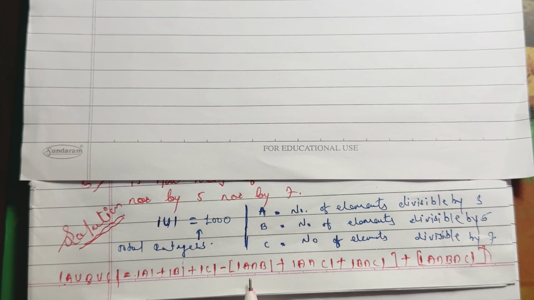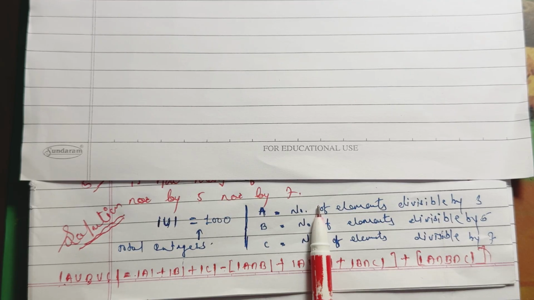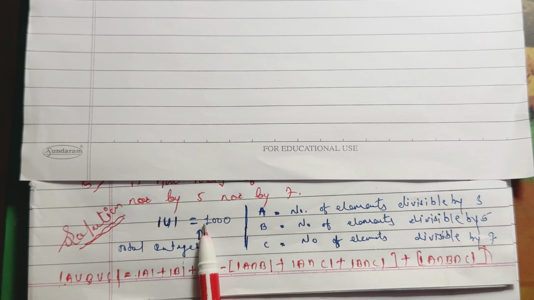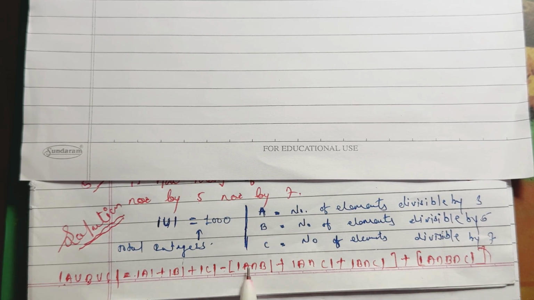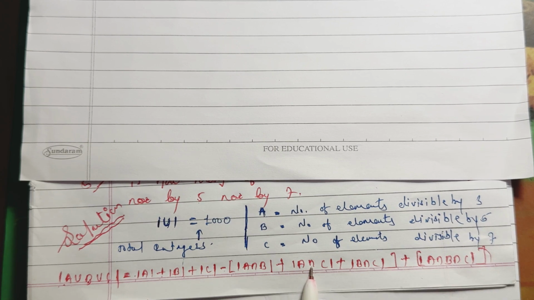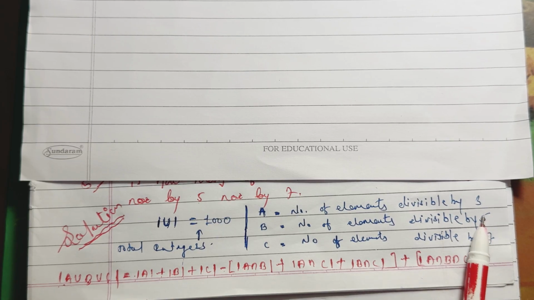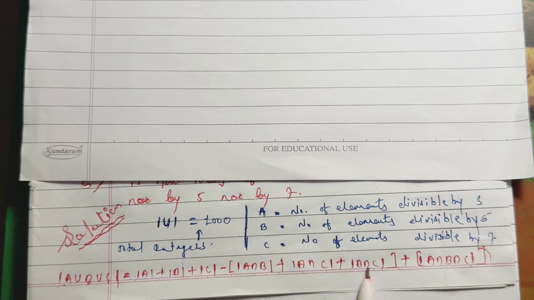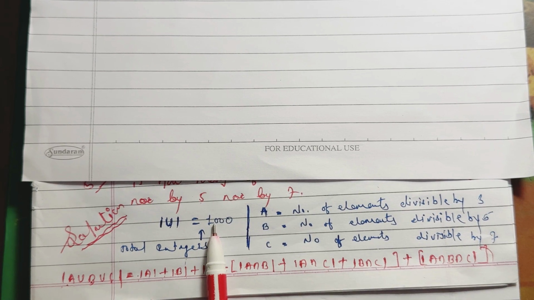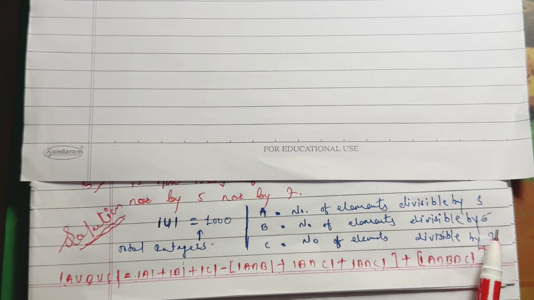Okay, after that, coordinate of A intersection B. We want the intersection between A and B. That means 1000 divided by 3 multiplied by 5, so you will get the coordinate of A intersection B. After that, coordinate of A intersection C is 1000 divided by 3 multiplied by 7, and B intersection C is 1000 divided by 5 multiplied by 7. Okay, which is the coordinate of B intersection C. And A intersection B intersection C means 1000 divided by 3 multiplied by 5 multiplied by 7.